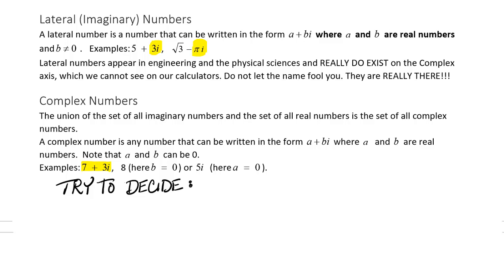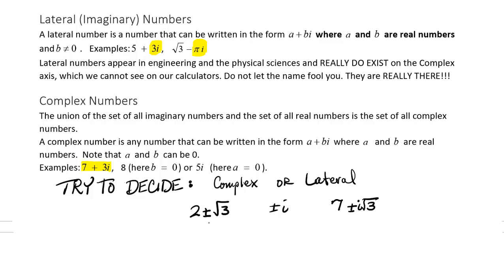Try to decide if each of these is a complex number or an imaginary number. Okay, so I have 3 examples here. 2 plus root 3. This is almost a trick question. It does not have imaginary numbers, and it is not combined with another number to make it complex. So this is neither.